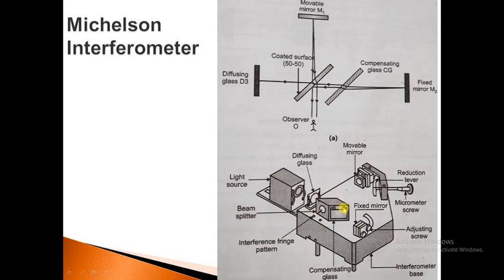Okay, so in this way you can see the Michelson interferometer falls on this beam, and again the observer can see the constructive and destructive interference over here.